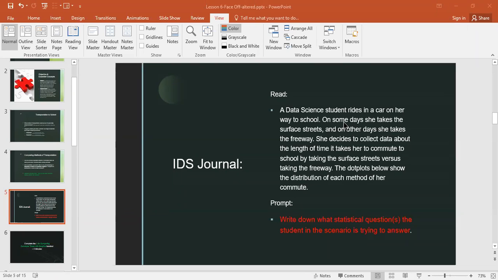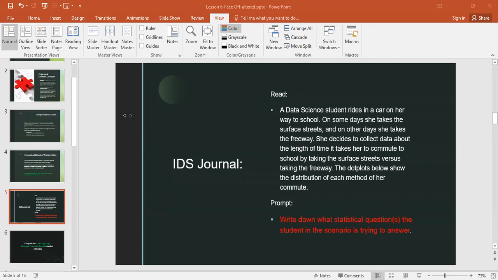Ishmael, she's not collecting data about her route. Again, she's not collecting data about the route that she's taking to school. She's only collecting data on the time that it takes her to get to school when she uses surface streets versus when she uses the freeway. It's only time, right? Literally, it's telling you she decides to collect data about the length of time that it takes her to commute to school. So she is only collecting data about the length of time. There's nothing about her routes. There's nothing about her distance traveled, just how long it takes her to get to school.